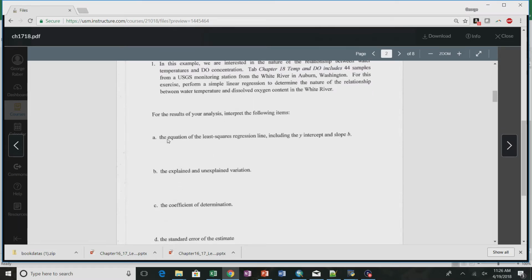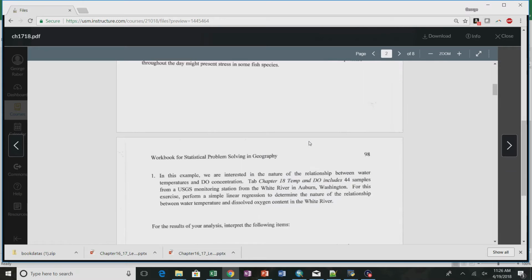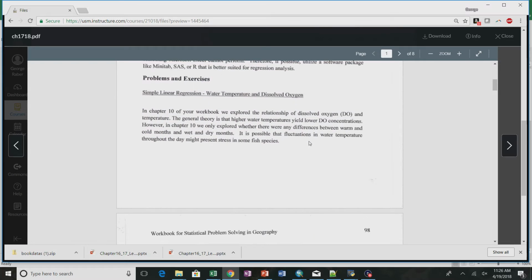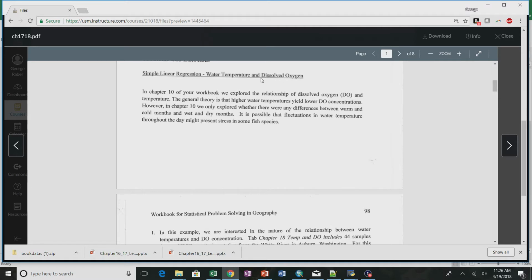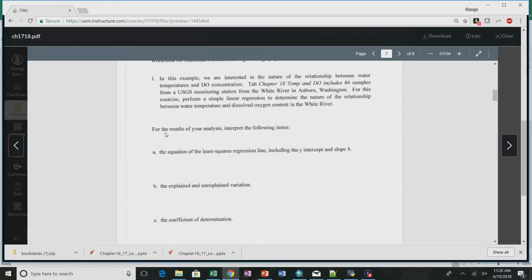In each case, you have to be able to find on the table all these values. So let's practice really quick. Even though this isn't looking at the same data that we're looking at, this is winter temperature and dissolved oxygen. This is what you're going to do. Let's find these values on the table.